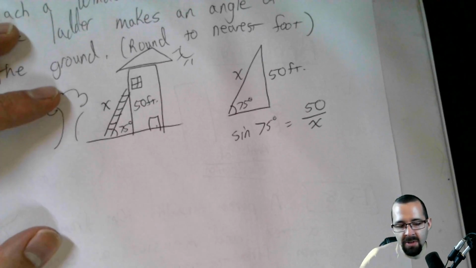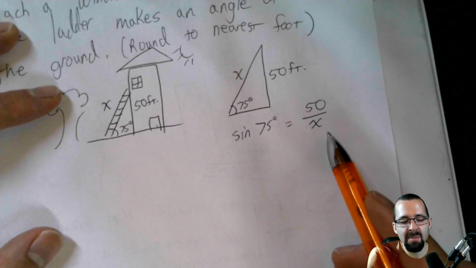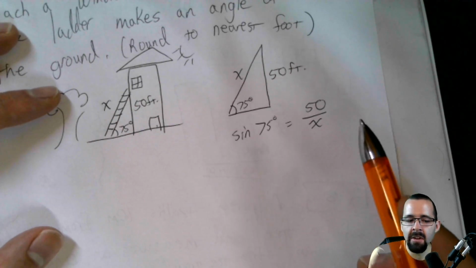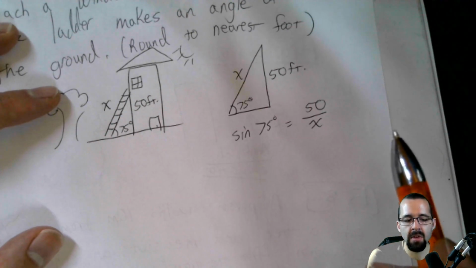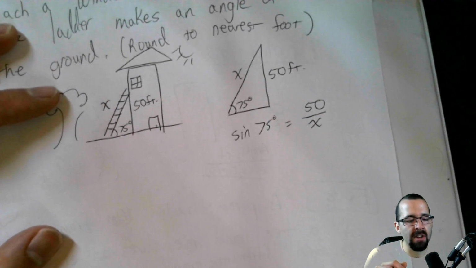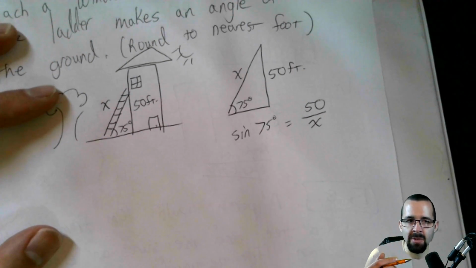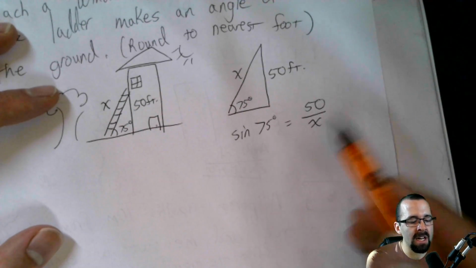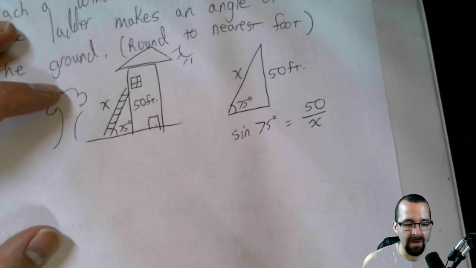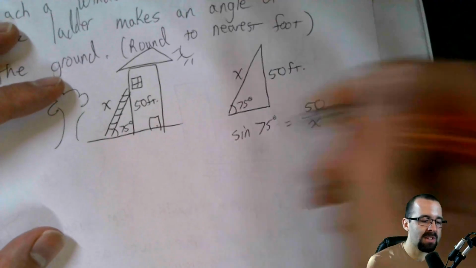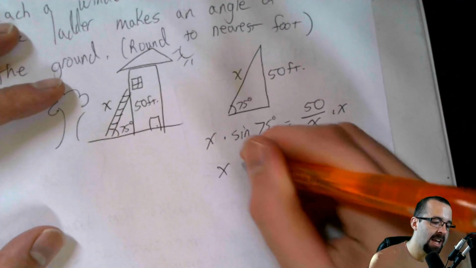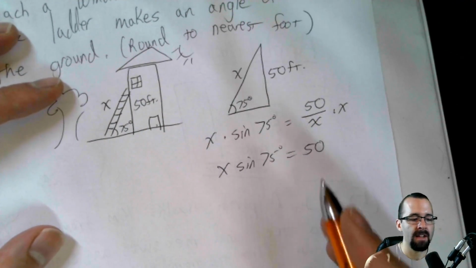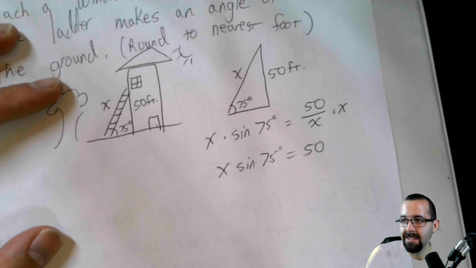And this is where actually a lot of people get caught up. If you need to brush up on your algebra skills, a problem like this can be very difficult. Whenever we have variables in the denominator, you have to be very careful. In general, the best way to solve a problem when you have a variable in the denominator is to get it out. So we're actually just going to multiply both sides by x here. So we get x times the sine of 75 degrees equals 50. And now this is a much better equation to solve.